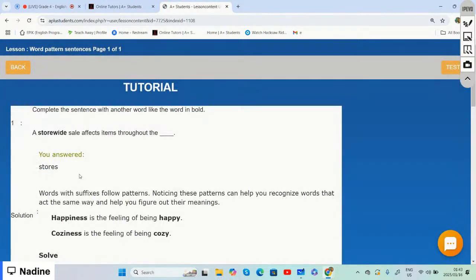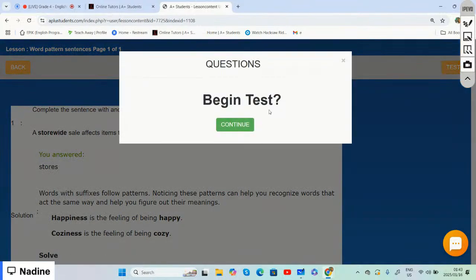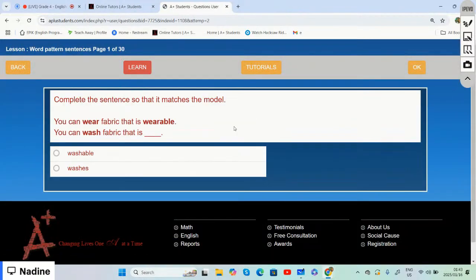So we have the word pattern sentences also, right? Where words are added to that specific sentence. Remember, we are still following that specific pattern of the suffixes that are the same. Like for example, here it says you can wear fabric that is wearable. So we added able to that specific word. So we're going to add able to the next word also. So you can wear fabric that is wearable.